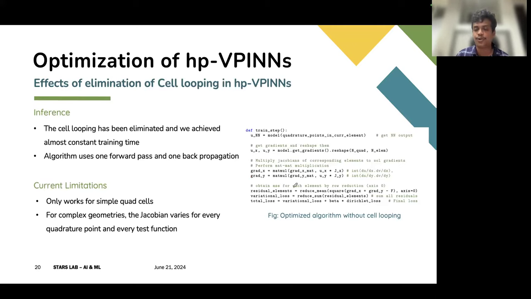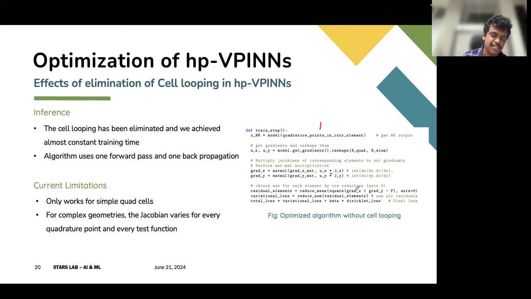So previously, when you wrote the pseudocode, which I showed in the previous slide, now it becomes like this. You just take the quadrature points in your current domain, entirely stacked together. You get the output, you get the gradients for everything, reshape them. You do a matrix multiplication with your pre-saved gradient matrix and your current solution gradient matrix, element-wise multiplied by your stored Jacobian, and then you get your PDE residual components in, let's say, 5-6 lines of your code. Okay.